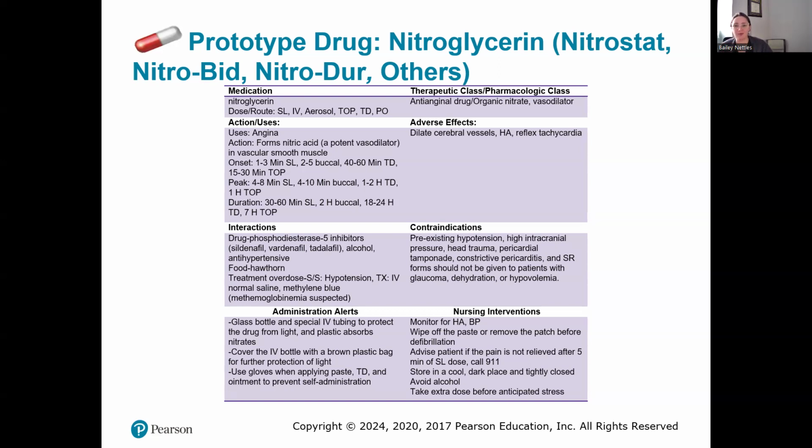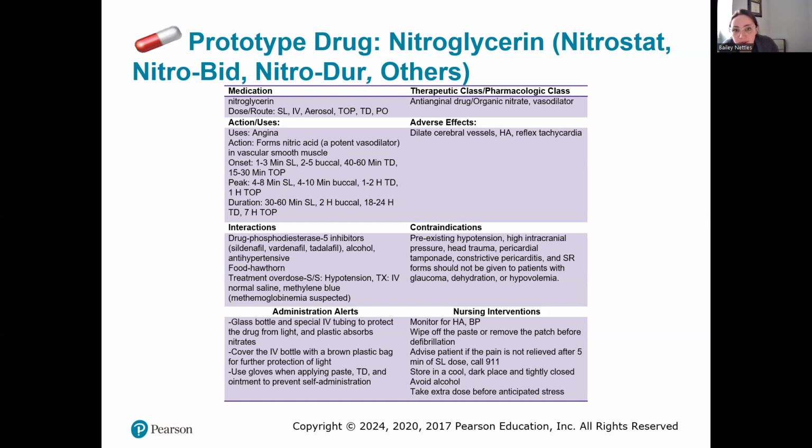The very weird thing about nitro is that it has to be in a glass bottle, and it's usually like a brown bottle. If you use the IV form, it has to be with special IV tubing because plastic will absorb the nitrate and then you're just giving someone normal saline. It doesn't work. So it has special tubing, and also the tubing protects it from the light. It's like blue. Sometimes it's not plastic, and so it doesn't absorb. And so you have to use the appropriate IV tubing. Also, once you hang the bag up, you need to cover the bottle with a brown plastic bag to protect it from the light. Use gloves when applying the paste or patch.